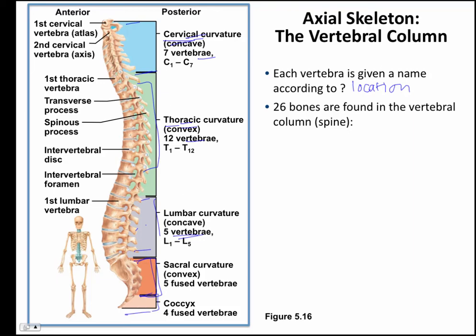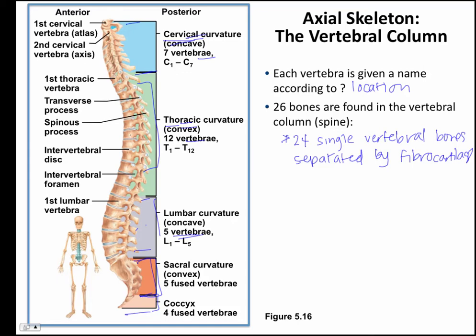And so here we have 26 bones found all in all in the vertebral column, or the spine. And so we have 24 single vertebral bones separated by what type of cartilage? Good. Fibrocartilage. Good review. Okay.